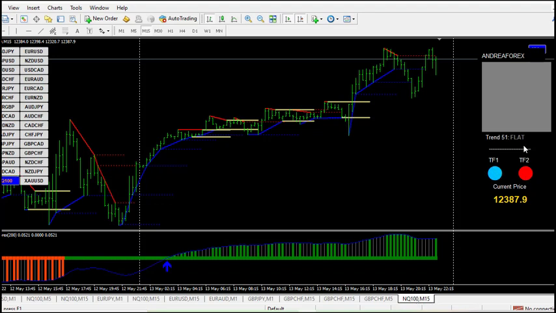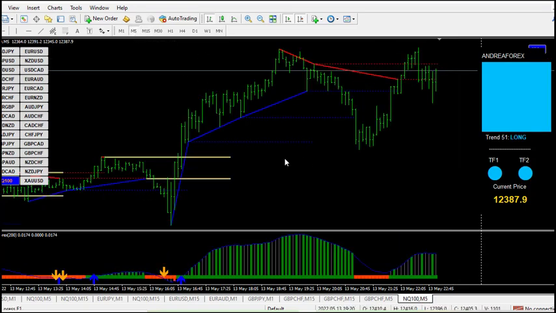So this is not actually a good setup for us, but let's check on the lower time frame. This is the lower time frame. TF1 and TF2 are actually aqua, and the trend is telling us long.